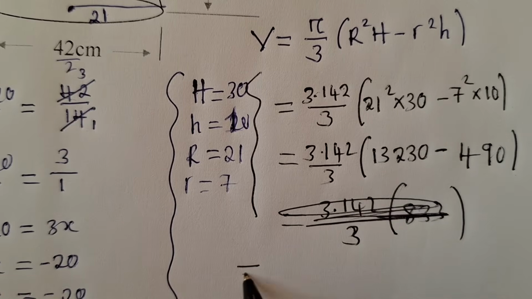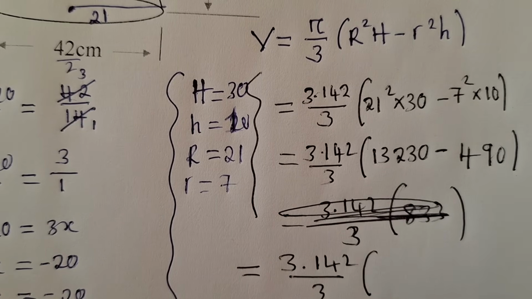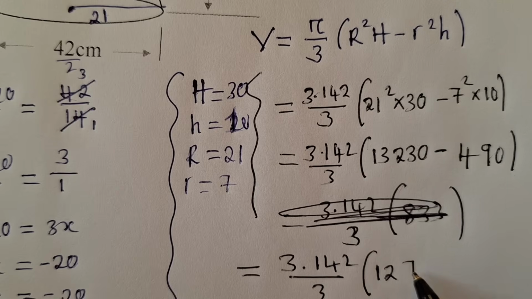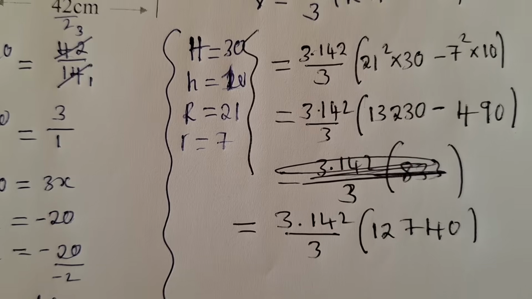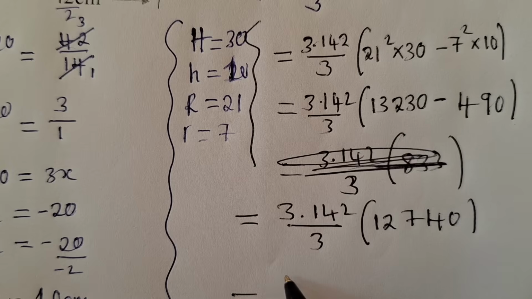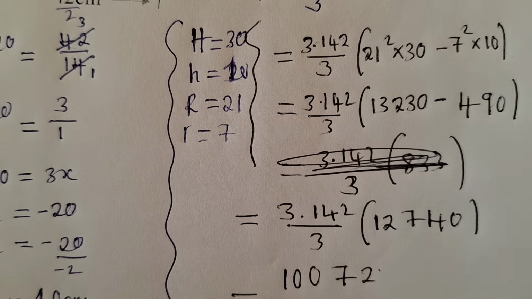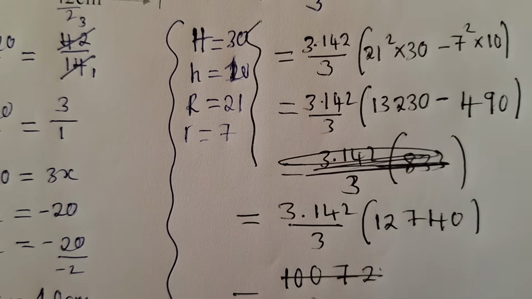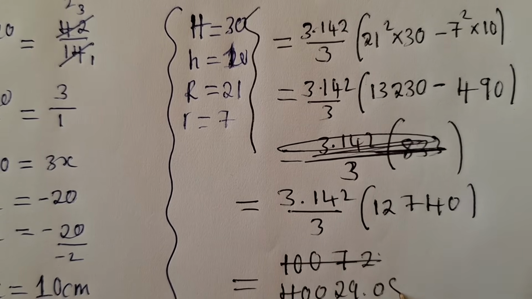That's why it's very important that you counter check your work before submitting. So this is what we are getting. I hope it's what you are also getting. So we can say times 3.142. This now is giving us something like this. Okay. So this is 40029.08.